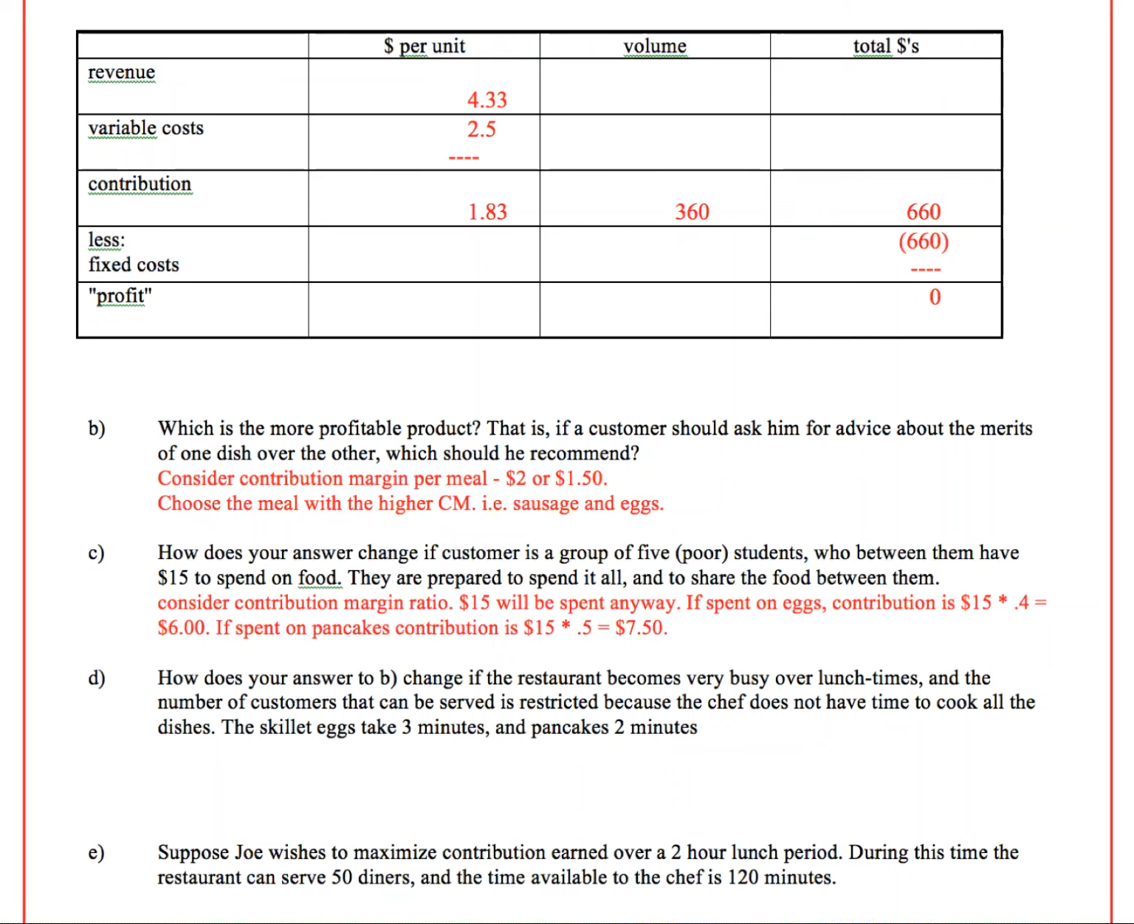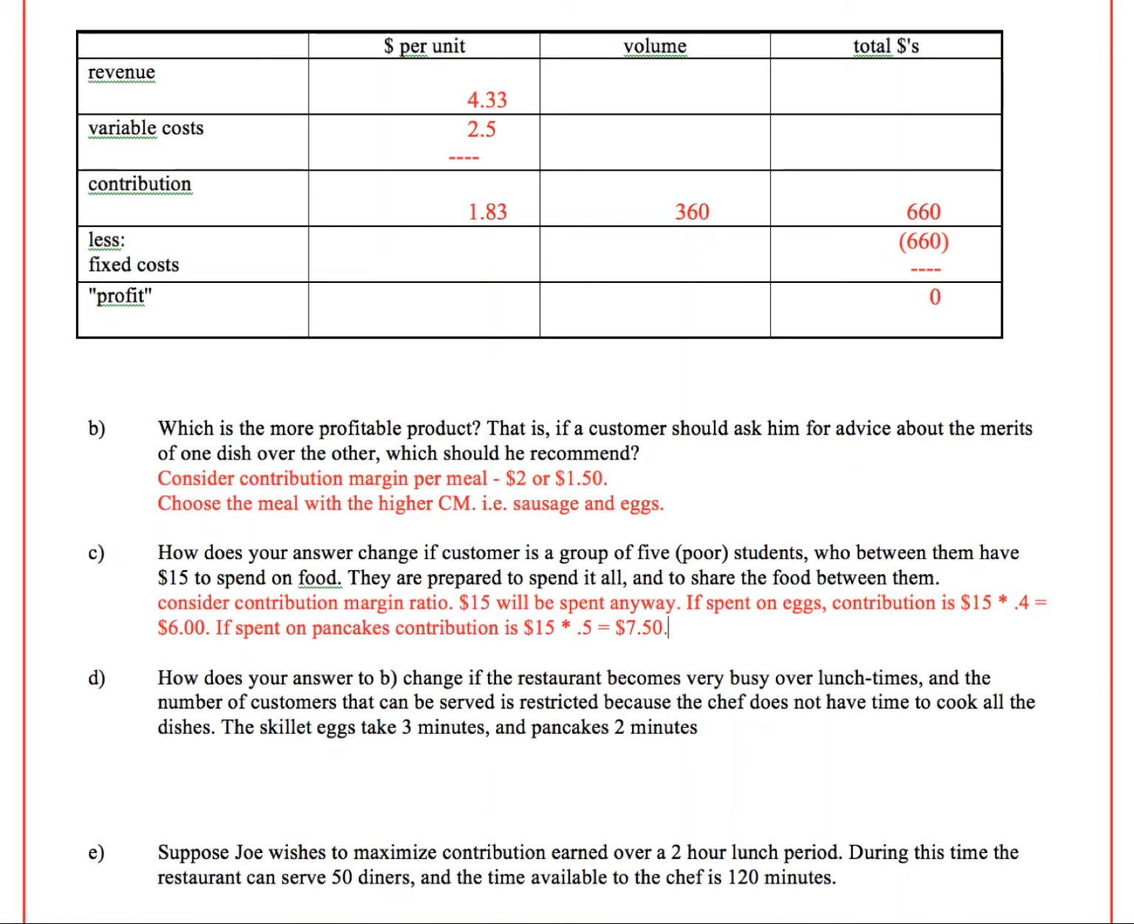Okay, question D. How does your answer to B change? So which is a more profitable product? How does the answer to B change if the restaurant becomes very busy over lunchtimes and the number of customers that can be served is restricted because the chef does not have time to cook all the dishes, and the skillet eggs take 3 minutes and the pancakes take 2 minutes?